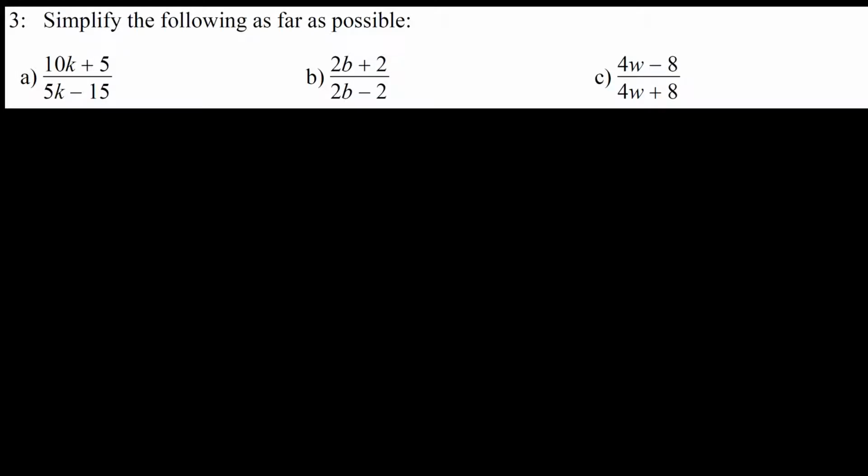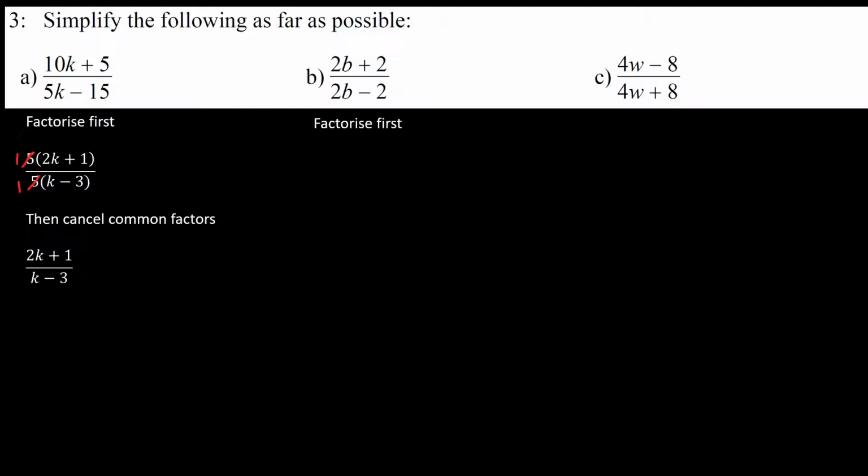Okay, so with these ones, you need to factorize the top and the bottom before cancelling. So at the top, take out a 5. On the bottom, take out a 5 as well, which means we can cancel both of those 5s. And that's what we end up with. Nothing left to be done there. In B, both the top and the bottom will have a 2 come out. Cancel those 2s, and we end up with that answer.